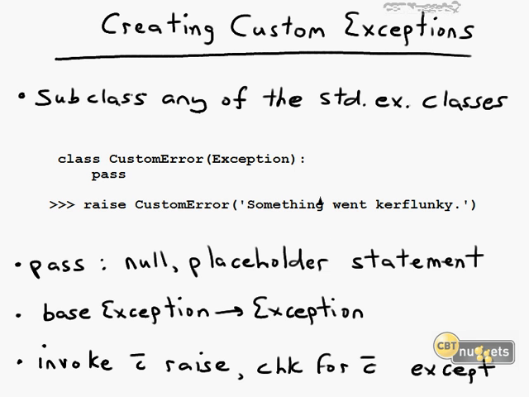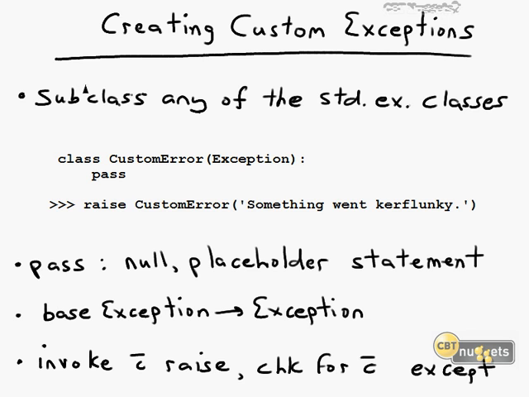Creating custom exceptions. Everything we've done thus far in this nugget presupposes that we're catching exceptions that are part of Python's standard library of exception classes. However, you need to understand that you can create your own custom exceptions and invoke or raise those custom exceptions to do whatever you need to do in those cases, okay?